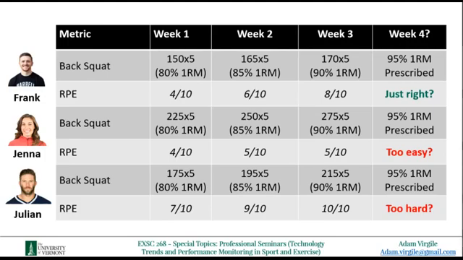And now Jenna, on the other hand, she might not be adapting optimally either. It looks like 225 for 5 was too light.